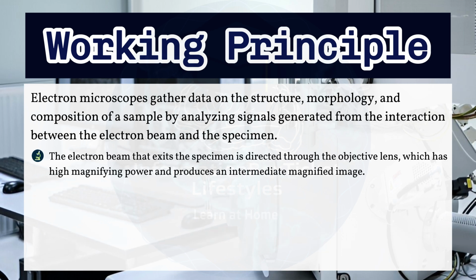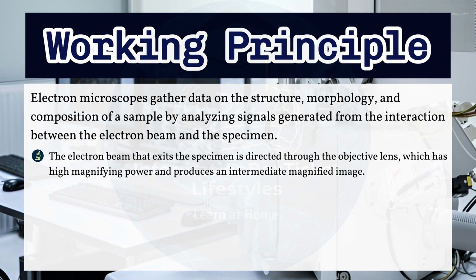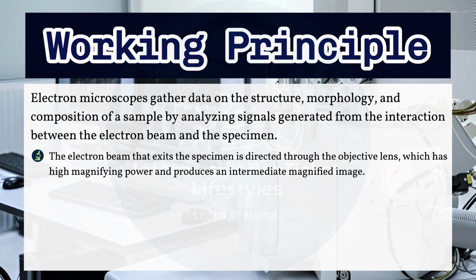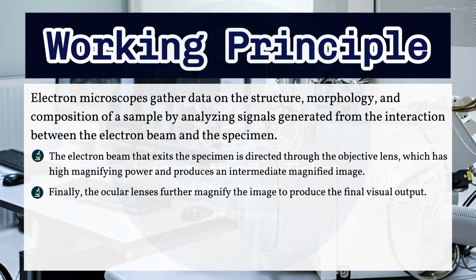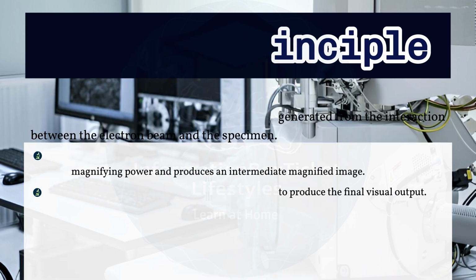7. The electron beam that exits the specimen is directed through the objective lens, which has high magnifying power and produces an intermediate magnified image. 8. Finally, the ocular lenses further magnify the image to produce the final visual output.